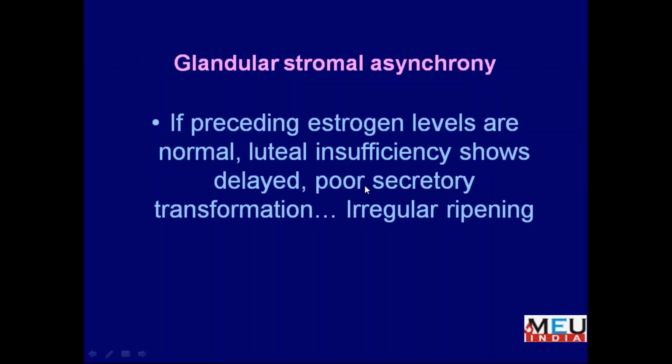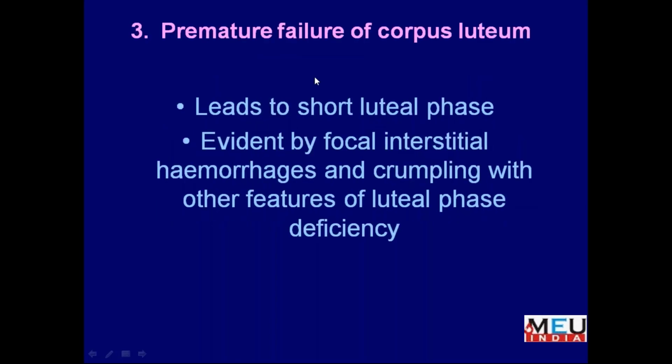This glandular stromal asynchronicity depends on preceding estrogenic levels. If they are normal, then luteal insufficiency is delayed, and there is poor secretory transformation and irregular ripening. Sometimes there is premature failure of the corpus luteum, which leads to a short luteal phase, and focal interstitial hemorrhages can be seen, and crumpling, with other features of luteal phase deficiency. I mean, the luteal phase, which normally leads to formation of hemorrhages at the end, all this starts quite early.